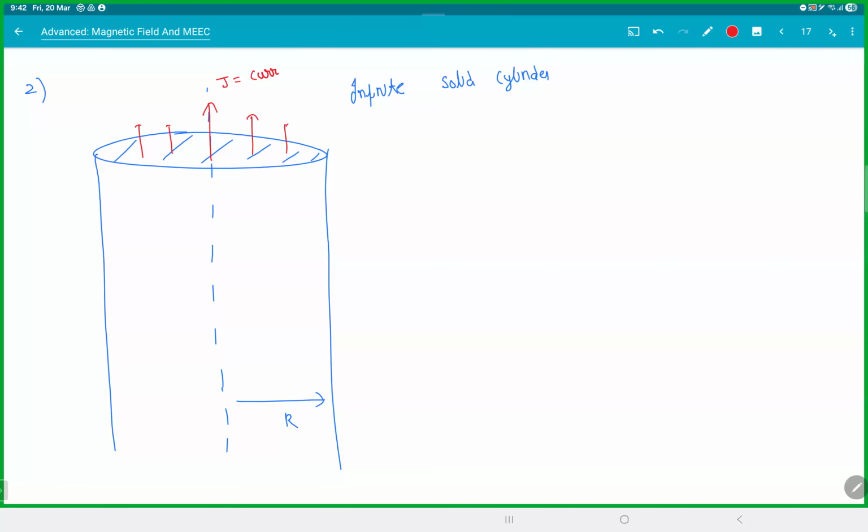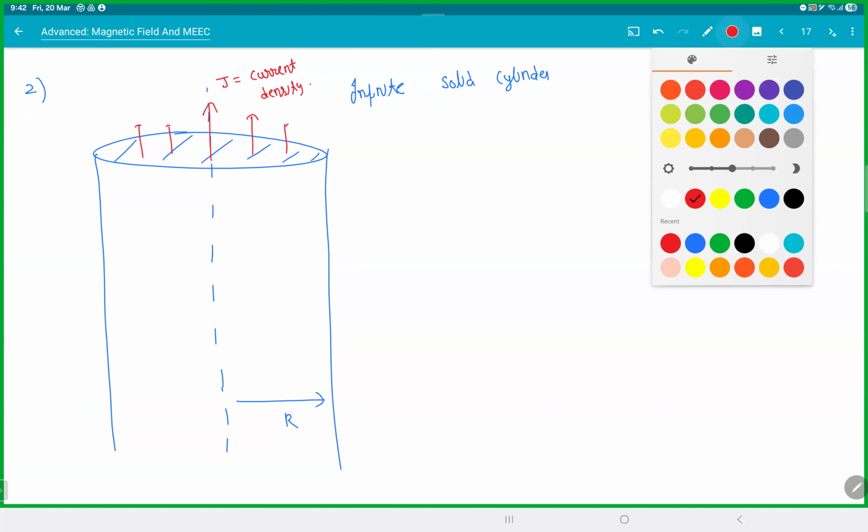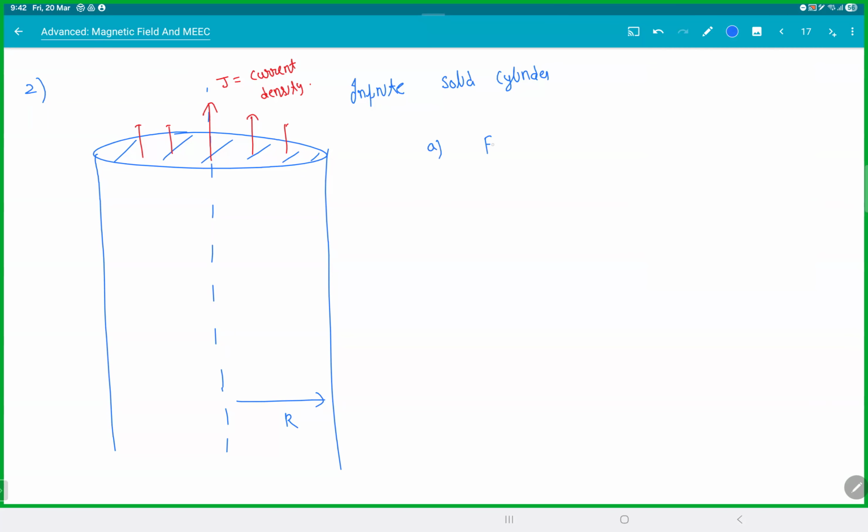Remember, in electrostatics we used to use sigma and all. So here it is J. Find the magnetic field as a function of small r, where r is the distance from the center. Find the magnetic energy stored per unit length from 0 to 2R.